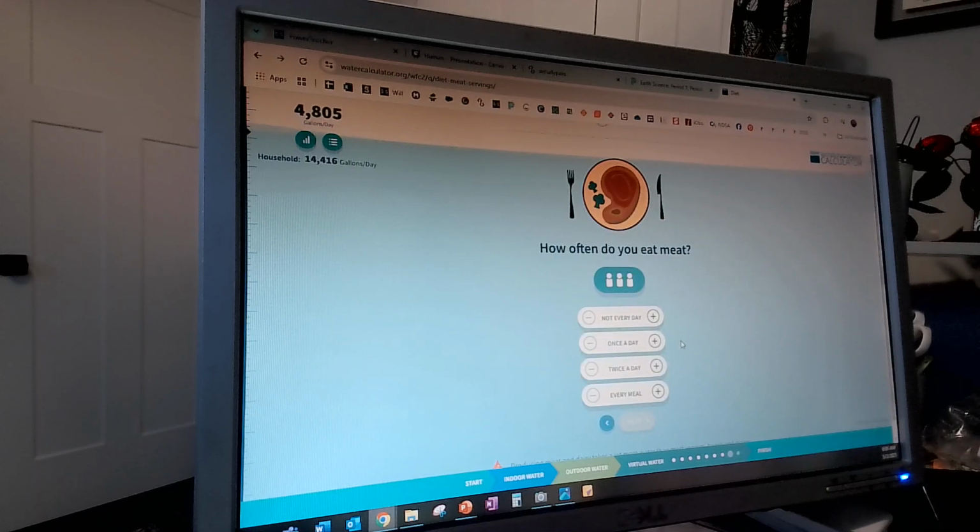How often do you eat meat? We eat meat probably twice a day in our house, lunch and supper. Granted, we eat primarily chicken rather than beef.